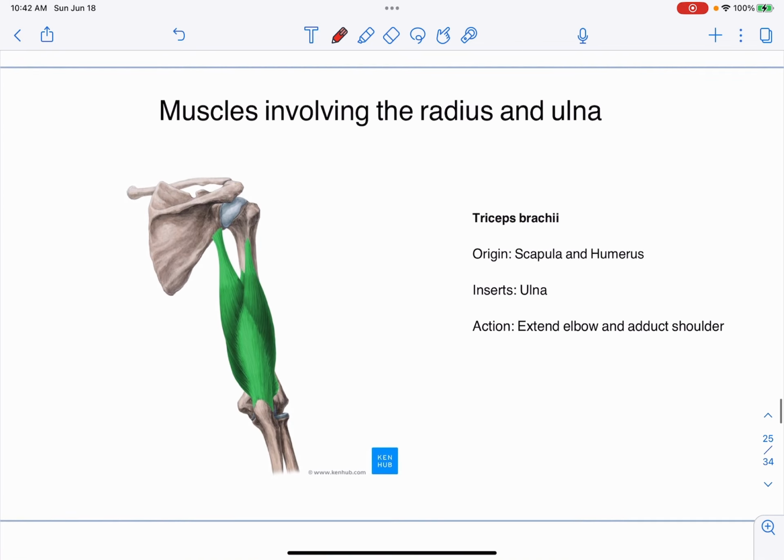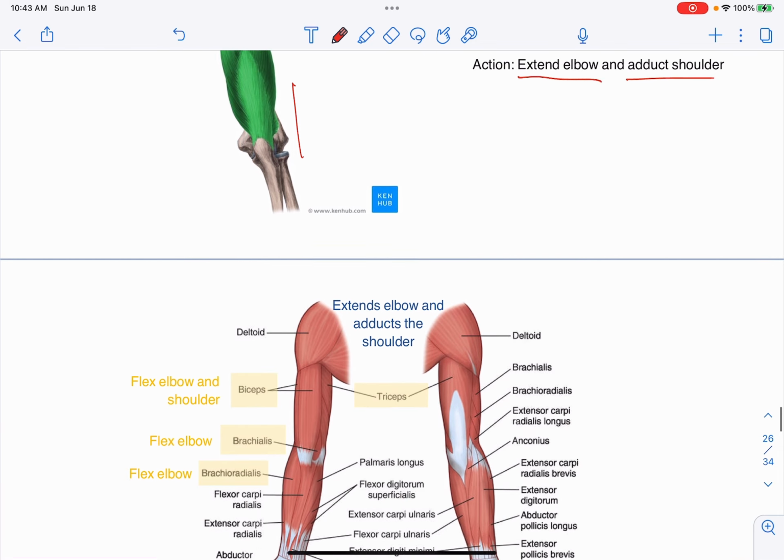The triceps brachii is on the opposite side of the biceps brachii. It originates in two places, the scapula and the humerus, inserts into the ulna, and then you can get extension. It's also spanning two joints, so you're going to get movement in two areas. You're going to get extension at the elbow and adduction at the shoulder.